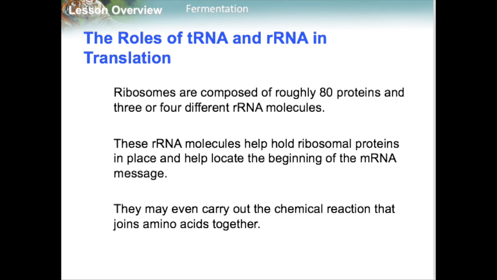So ribosomes are composed of 80 proteins and 3 or 4 different RNA molecules. These help the ribosomal proteins in place and help locate the beginning of the message. So they may carry out the chemical reaction that joins the amino acids together.